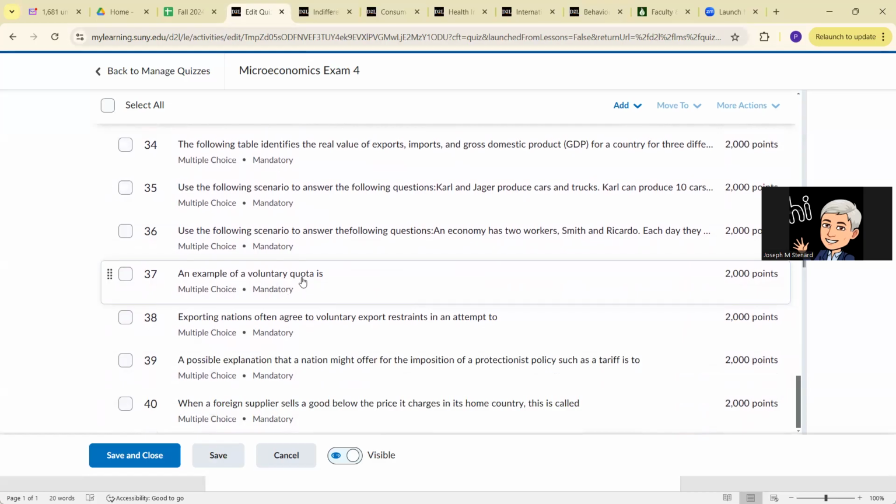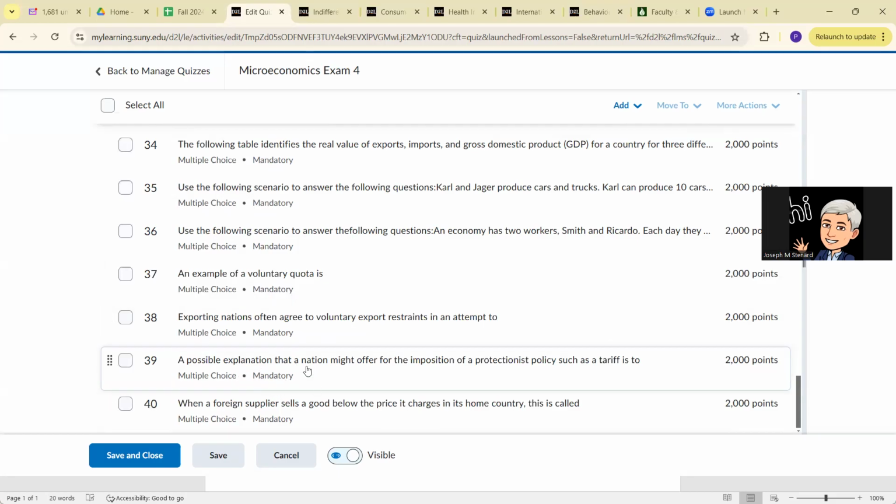A quota is a limit on production or shipping. So if it's voluntary, you can find an example in there. Exporting nations often agree to voluntary export restraints. And why would they do that? Why would a country voluntarily choose not to export too much, right? To avoid dumping, for instance, or to maintain high profits would be my first guess.